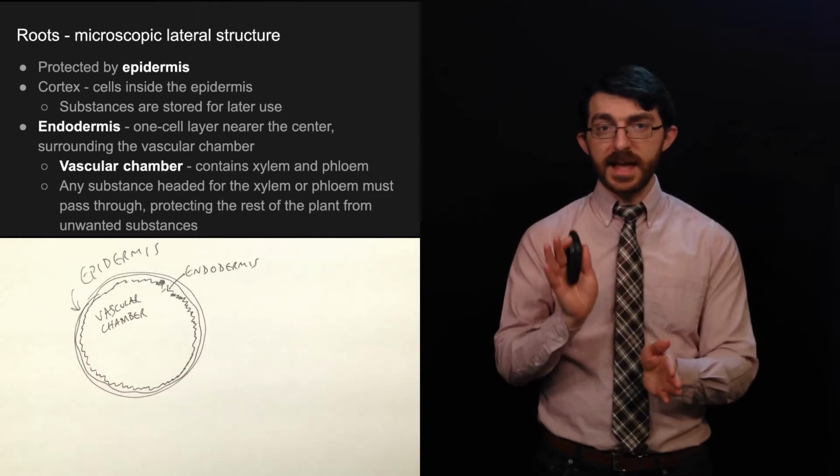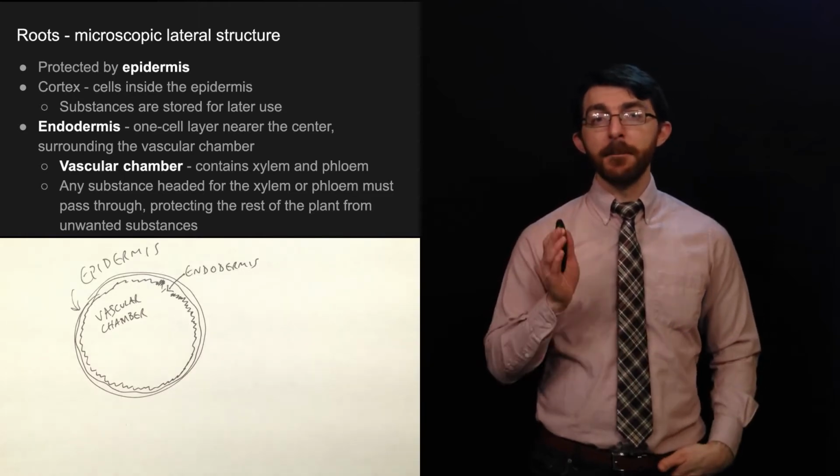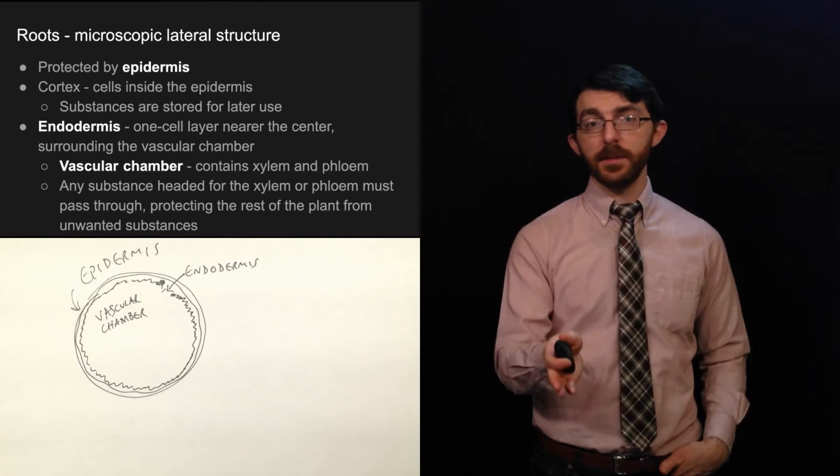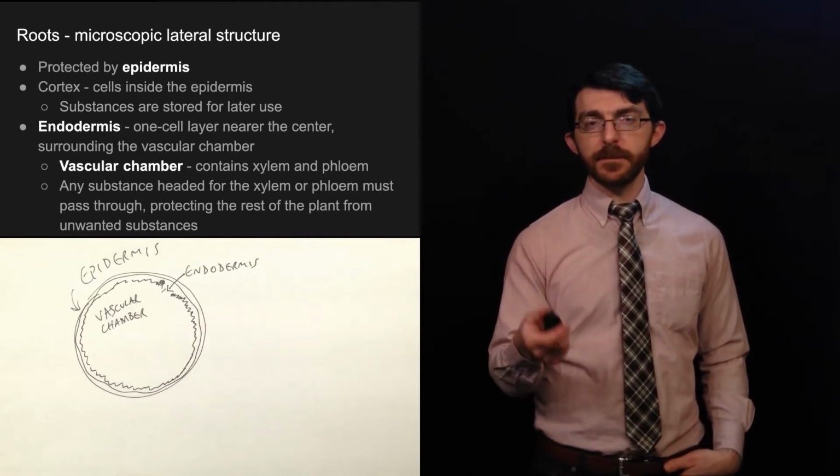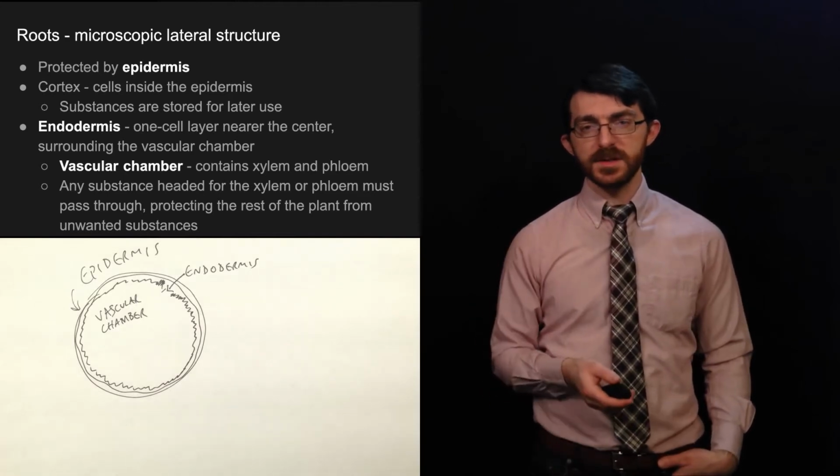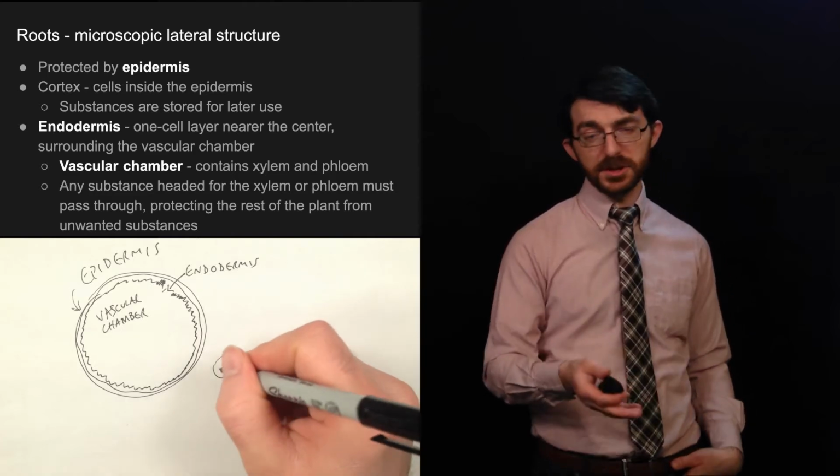Any substance that's headed for the xylem or the phloem must pass through the vascular chamber. This protects the rest of the plant from unwanted substances. You can think of it kind of like a filter.